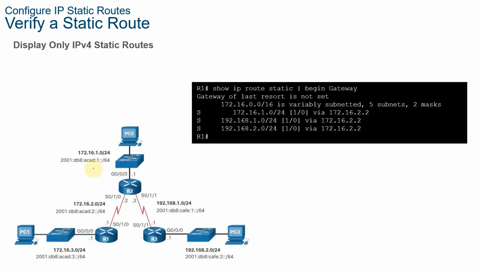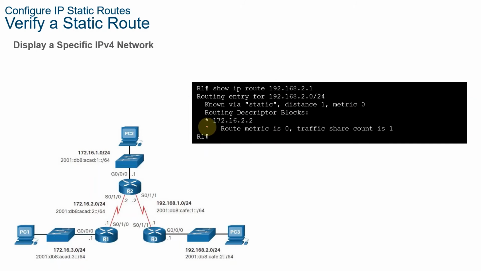Verifying a static route. Again, using the topology that we have earlier, display only IPv4 static routes. This output shows only the IPv4 static routes in the routing table. Also note where the filter begins the output, excluding all the codes. Something like show ip route static pipe begin gateway. That means your output would start with your gateway of last resort, and this would be the static routes configured.